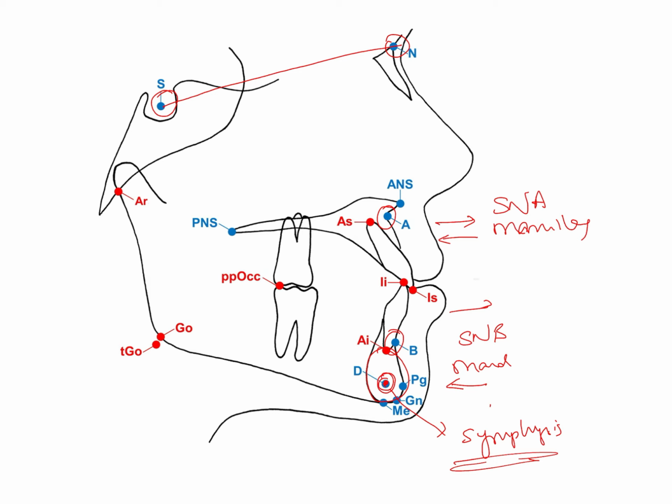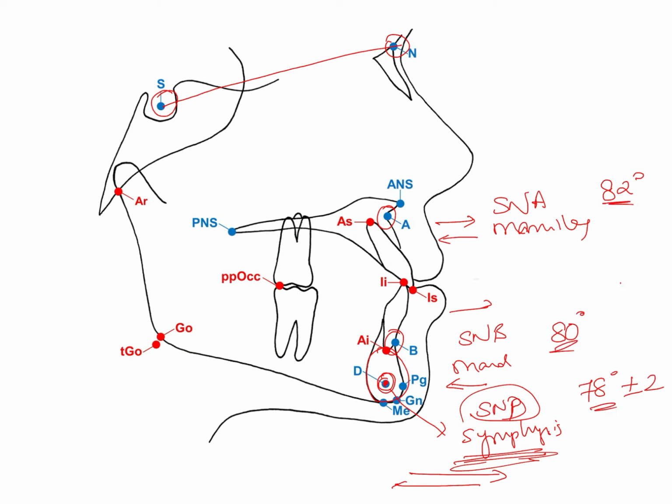So this is again similar to an SNA or SNB angle. So the SND angle is going to tell us about the position of the symphysis, whether it is protrusive or retrusive. So this is what the SND angle implies, that is the position of the symphysis. Okay, now the average values for SNA is about 82 degrees, for SNB is about 80 degrees, and for the SND is about 78 degrees. Okay, all of this is plus or minus 2 degrees. So they're all at a difference of about 2 degrees from each other.